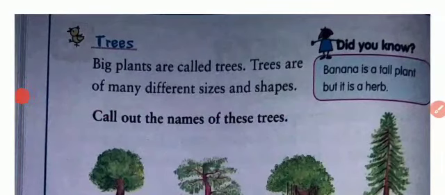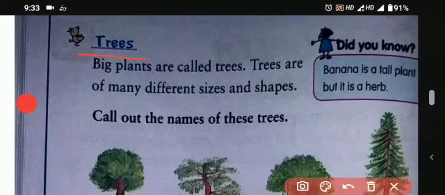So now we will discuss the trees. Big plants are called trees. Trees are of different sizes and shapes. So students, big plants are called trees. Trees are also found in many shapes and sizes.